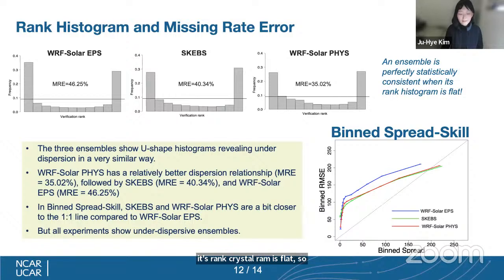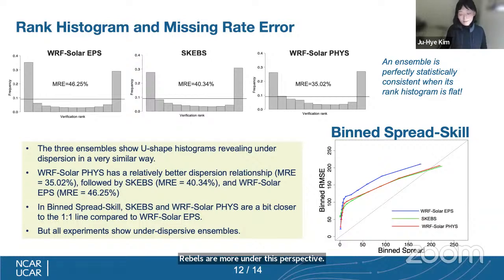In this case, the three ensembles show a U-shaped histogram, revealing under-dispersion in a very similar way. And the WRF-Solar EPS has the highest left bars, which means small GHI values exist more frequently in the observation, which indicates there should be a positive bias in the forecast. A rank histogram can be presented together with the missing rate error. A large positive missing rate error reveals a more under-dispersive ensemble.